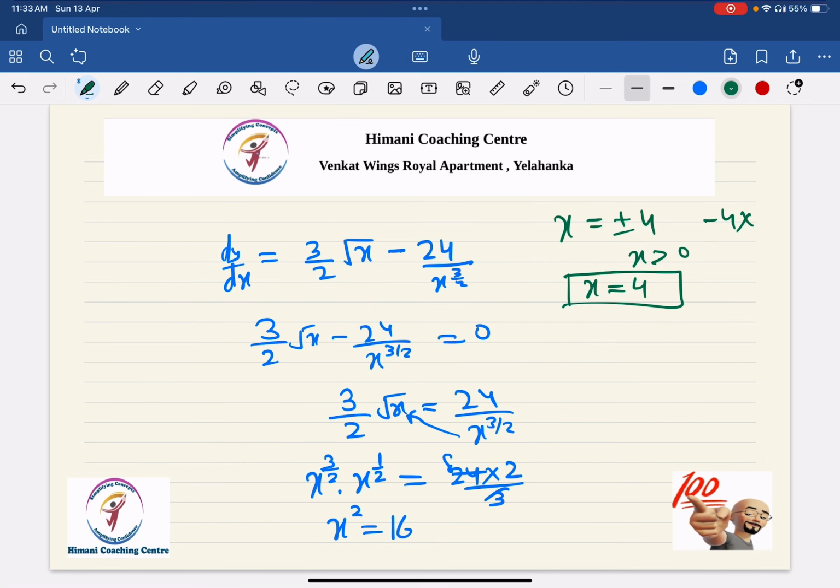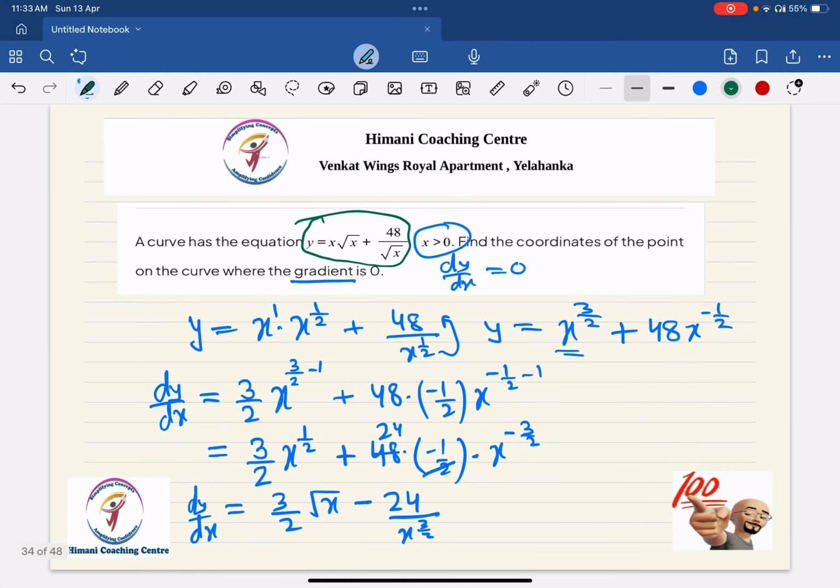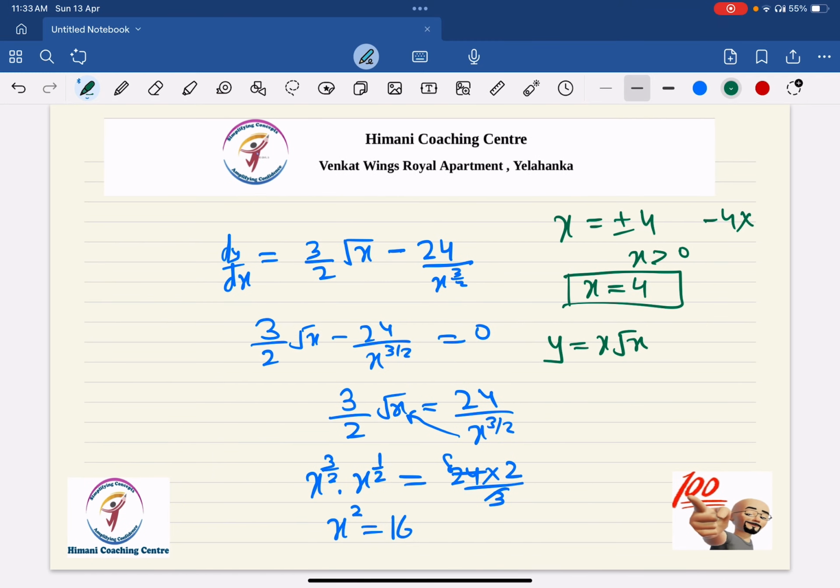So let us quickly write down the equation. y equals x root x plus 48 over root x. Replace x with 4 because we want to know what is the value of y when x is 4. So it would be 4 times root 4, which is 2, plus 48 by root 4, which is again 2, and you get 8 plus 24, which is 32. So the coordinate where the gradient is going to be 0 is (4, 32).